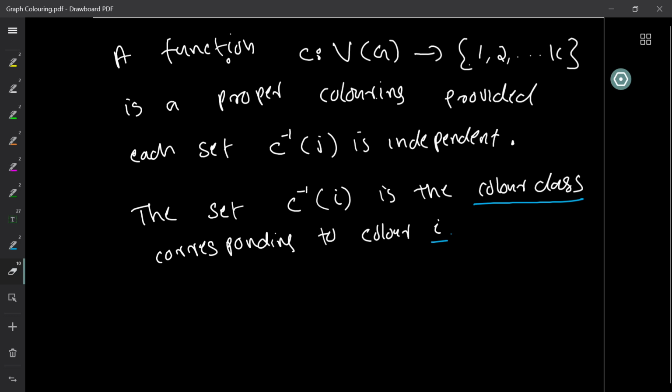Okay. So now we have a function, then the inverse map, right? C inverse j, like what are the preimages of j? They form an independent set for every j. Then the coloring is said to be a proper coloring. Now the set of such vertices is called the color class corresponding to that color. So if C inverse i is the set of vertices, then those vertices form the color class i. And since we are looking at proper colorings, it will always form a partition into independent sets, right?